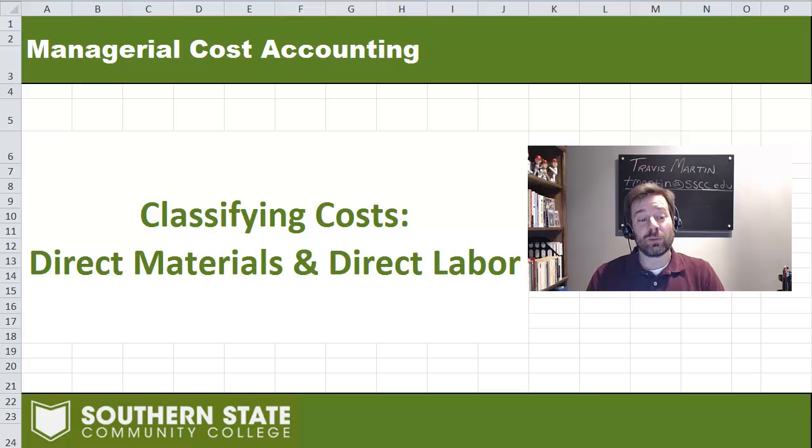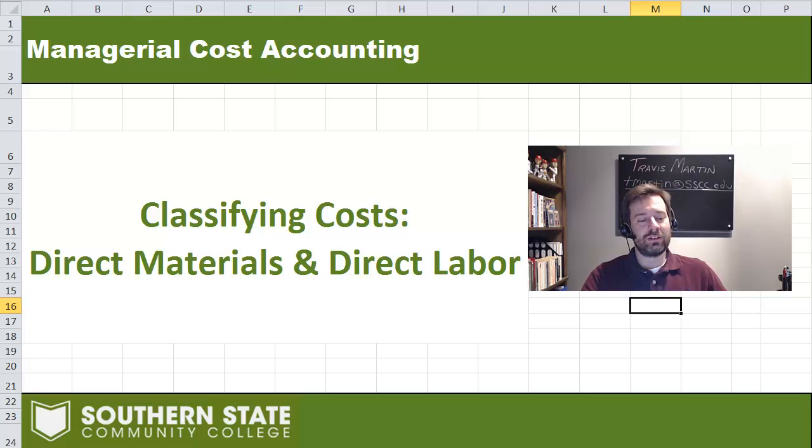So in this particular problem, we're looking at direct materials and direct labor. That's two of the biggest parts that make up a product cost. The third would be overhead and all the things that get thrown into that. So direct materials are those items that are directly related to making the product, the materials that go into it. And direct labor would be the labor that goes directly into making that product.